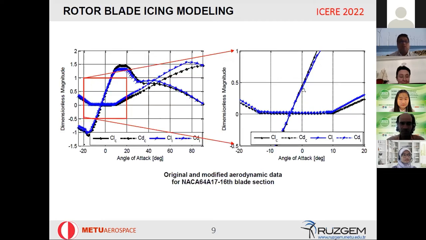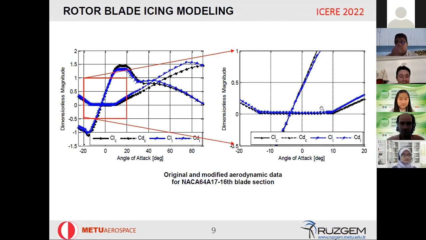But when we go to the blade tip, for instance, to blade section 16, where we have the NACA 64A17 airfoil, the section before the last section, the decrease in CL and the increase in CD are very clear and much larger than the changes at the root. And when I zoom in on this part, we can see the changes clearly.